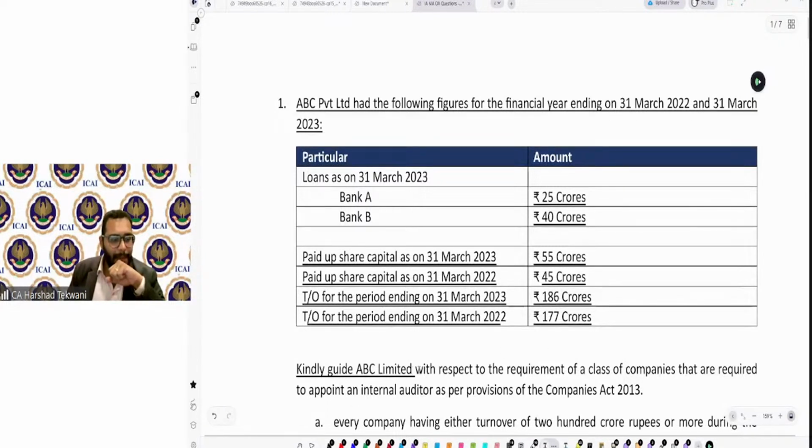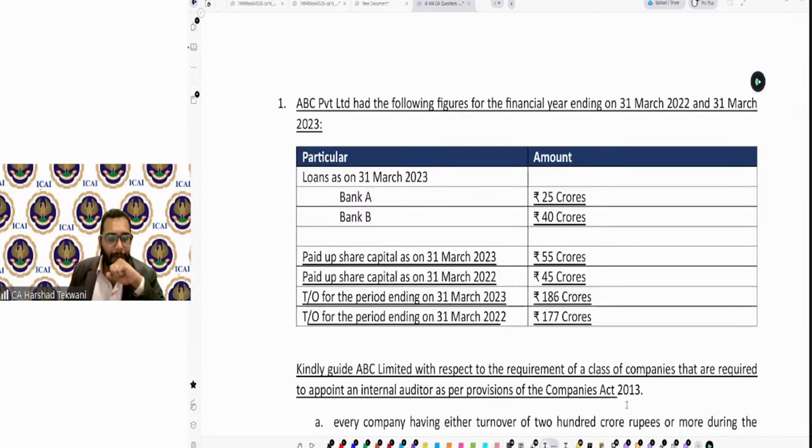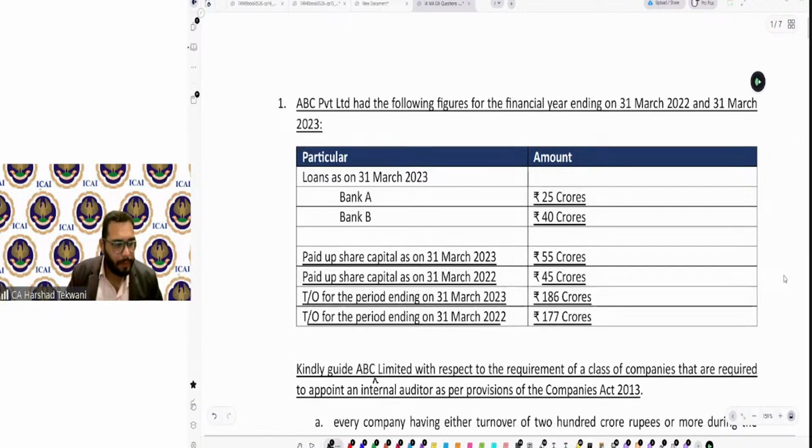Kindly guide ABC Limited with respect to the requirement of class of companies that are required to appoint internal auditor as per the provisions of Companies Act. One thing I just want to have a clarification over here. It's ABC Private Limited. Now you tell me whether this company will fall under the category of that section 138 companies or not.